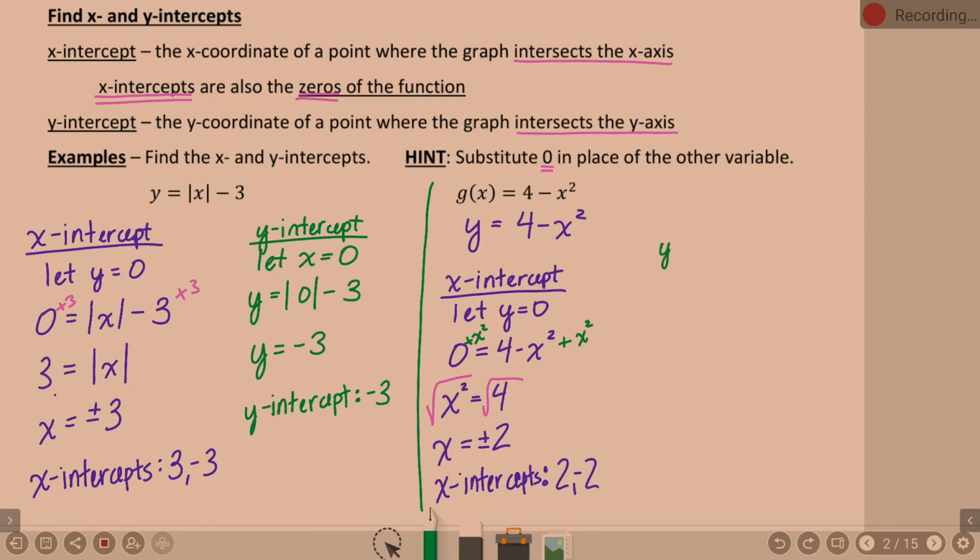What about y-intercepts? How do I find my y-intercepts? Yeah, we're trying to find y. We want to get rid of x. So let x equal 0. So in this case, go back to my original equation. Y equals 4 minus x squared. Y equals 4 minus 0 squared. Tough math on a Monday morning. 0 squared is 0. 4 minus 0 is 4.